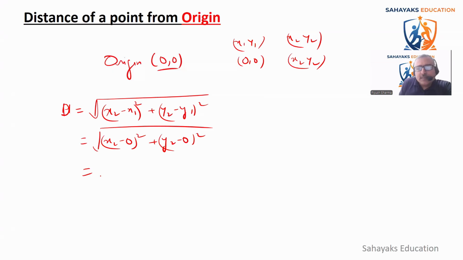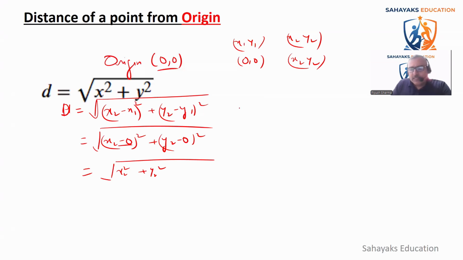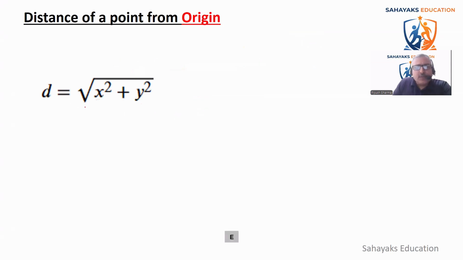So it becomes the square root of x2 square plus y2 square. So it becomes much simpler, because subtracting 0 is much simpler. Okay, so this is the formula. Let's clear it up. So d is equal to the square root of x square plus y square, and here is the definition of how exactly it has come.